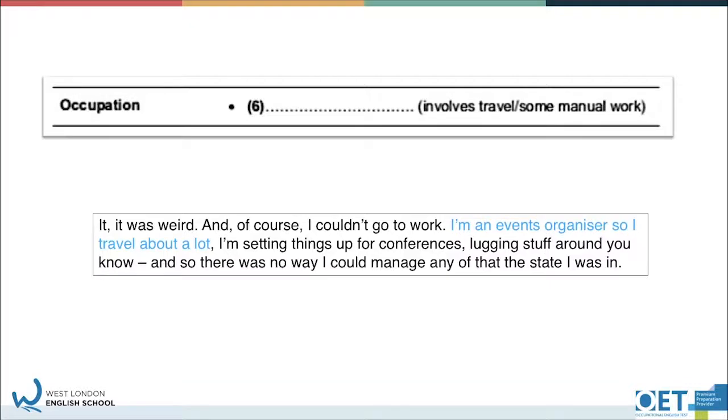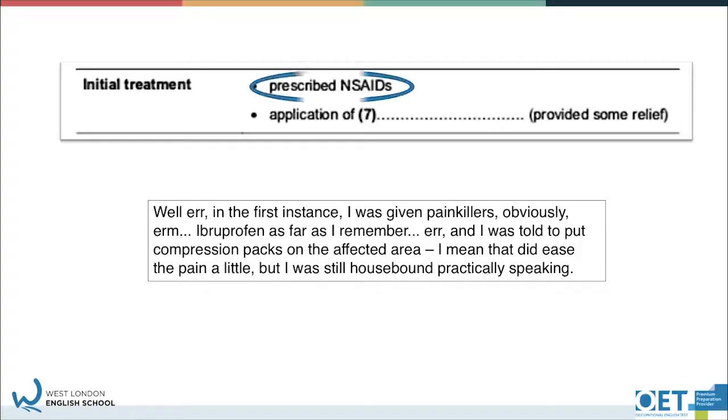Okay, number 6, the job was events organizer. And an interesting phrase here that the patient said, lugging stuff around, and again, it's quite an informal way of speaking. To lug something around just means to carry something about or move something about. But again, it shows you the type of English that the patient is using. Very informal, everyday English.